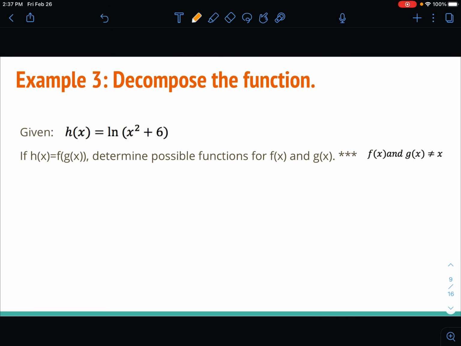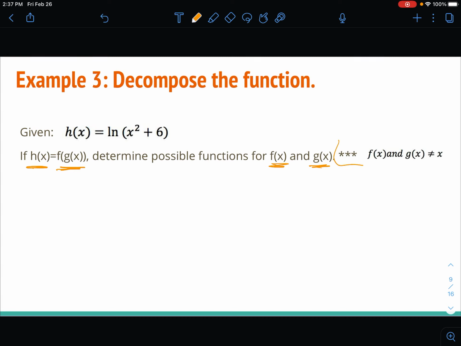Now, decomposing functions, this might be something new for most of you, but this is where we're going to go ahead and play detective and figure out what are the original 2 functions that were used. Sometimes there'll be more than one answer, which is totally fine, and these examples actually will have that. So this is saying, hey, h of x is the same as f of g of x. What do you think f of x and g of x are?